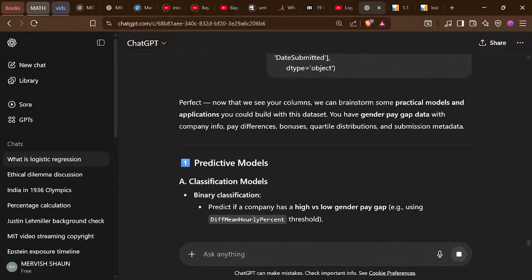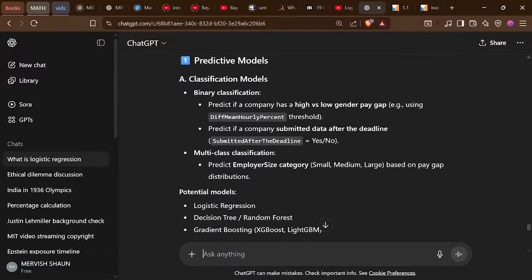Perfect. Now that you see your columns, we can brainstorm some practical models and applications you could build with this data set. The gender pay data with company info, pay difference. Okay, classification model, binary: predict if a company has high or low gender pay.